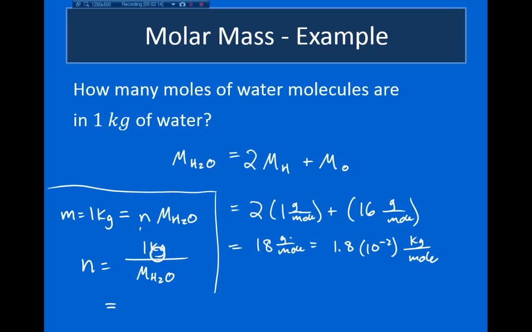And if I plug this into a calculator, if I take 1 kilogram and divide it by this number, 1.8 times 10 to the minus 2 kilograms per mole, I'll see that this is equal to 55.6 moles. So this is how many moles are in 1 kilogram of water.